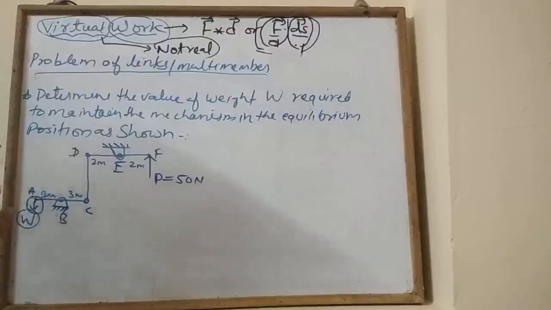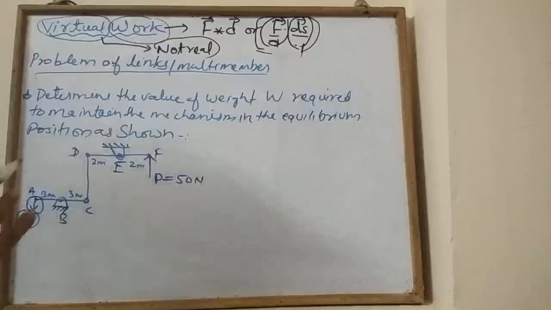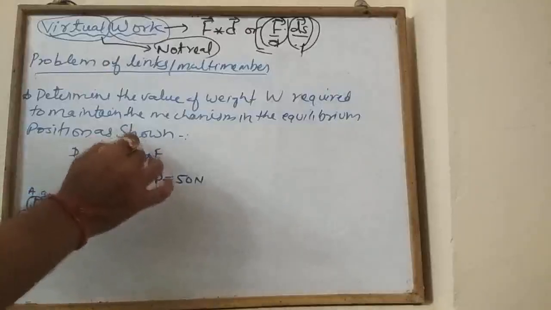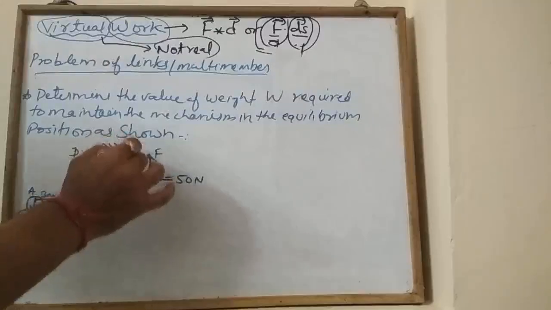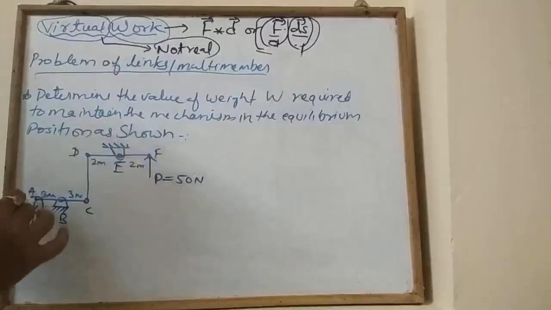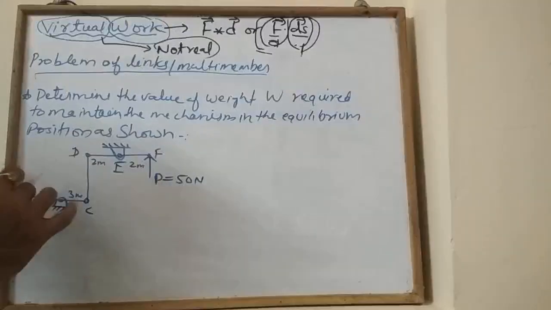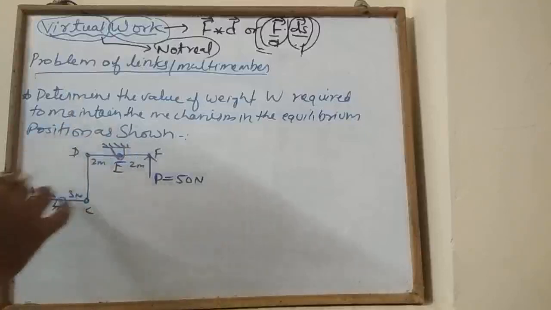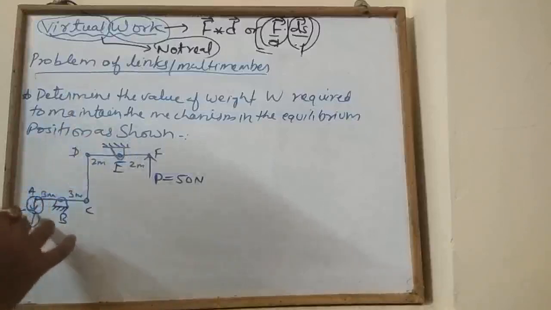Okay. So to calculate this weight W, we'll have to assume that it is displaced, that is virtual work. It means we'll have to provide a virtual displacement upside, here upside. A new position of the link will be drawn, and by applying the principle of virtual work, we can calculate this W easily.